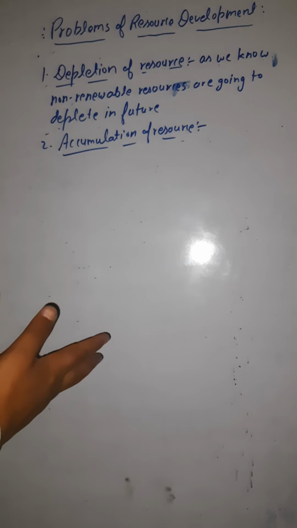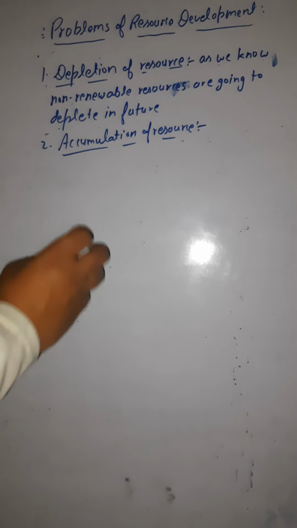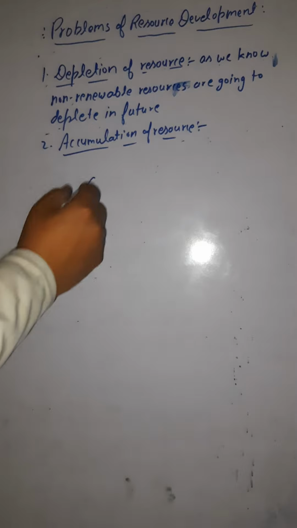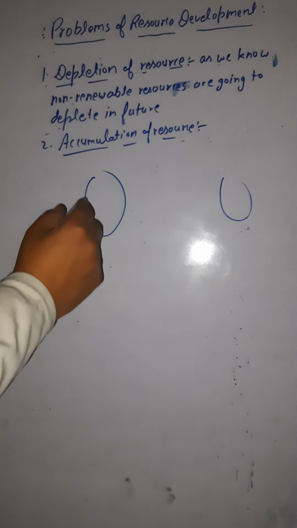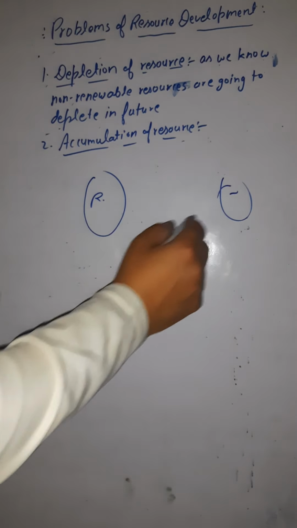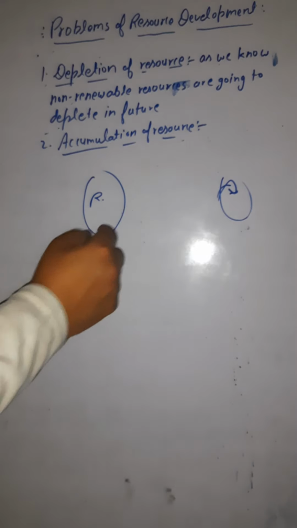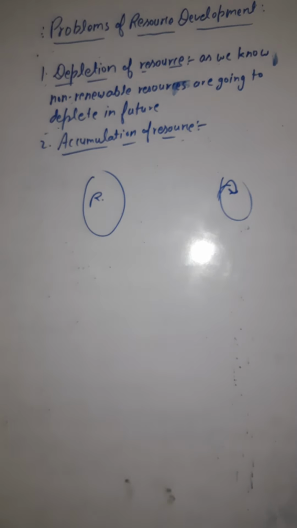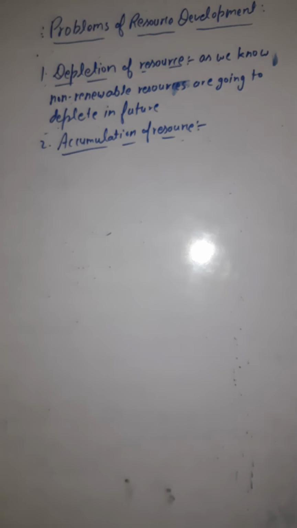Like it is going to be divided into rich and the poor. Are you getting? Some are having the resources, some are not having the resources. So society is going to be divided into the rich and the poor, means the haves and have nots. So it leads to a big problem then. So accumulation of the resources is again a big problem in the resource development.